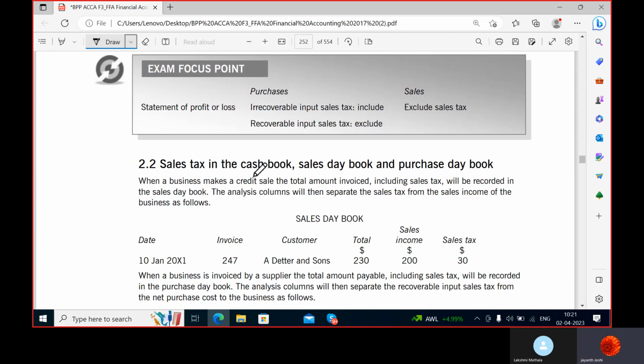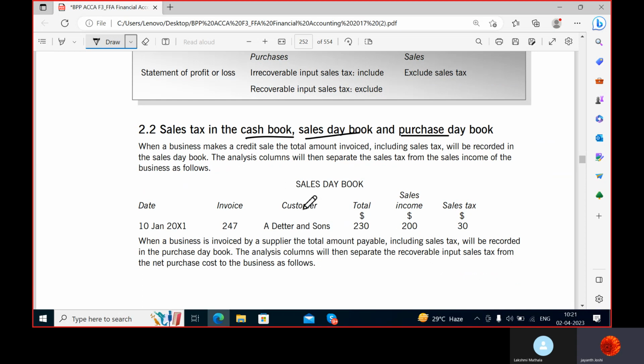Now, how does the sales tax come into the books of prime entry like cash book, sales book, and purchase book? So here one example is given. This format is known to you, the sales day book format. Yes, ma'am. We have to show the date, then invoice number, the name of the customer, and total amount. So in this total amount, 200 is the sales income. So 200 is our revenue. And this $30 is sales tax. So this is not our revenue, and that's the reason we'll show it separately.